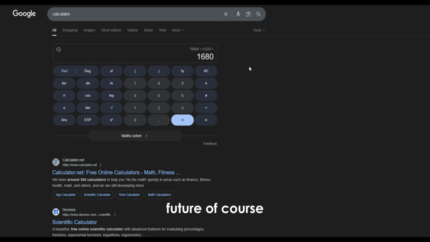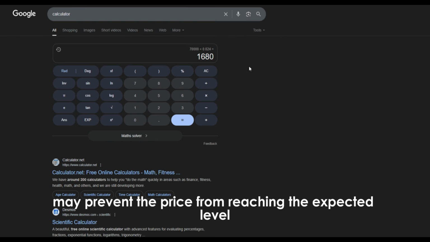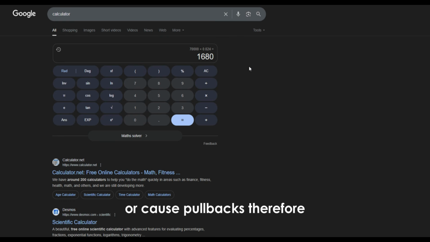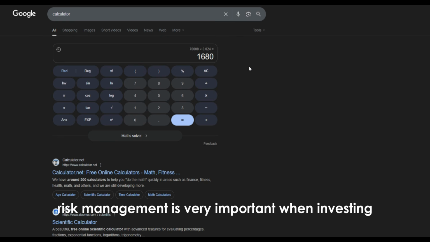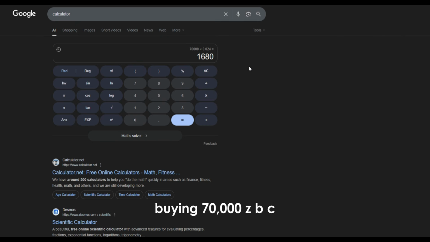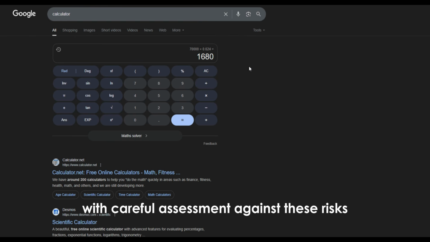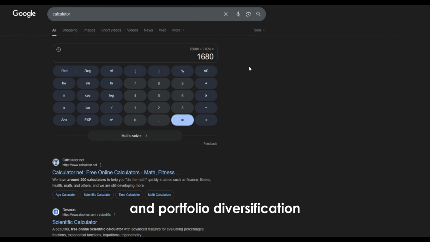Of course, as with any investment, there are risks in cryptocurrencies. Changes in market conditions, increased competition, or negative news about the project may prevent the price from reaching the expected level or cause pullbacks. Therefore, risk management is very important when investing. Buying 70,000 Zbcn should be supported with careful assessment against these risks and portfolio diversification.